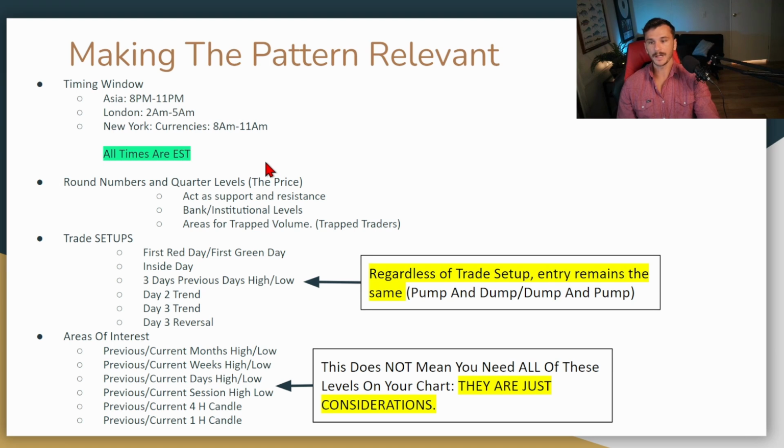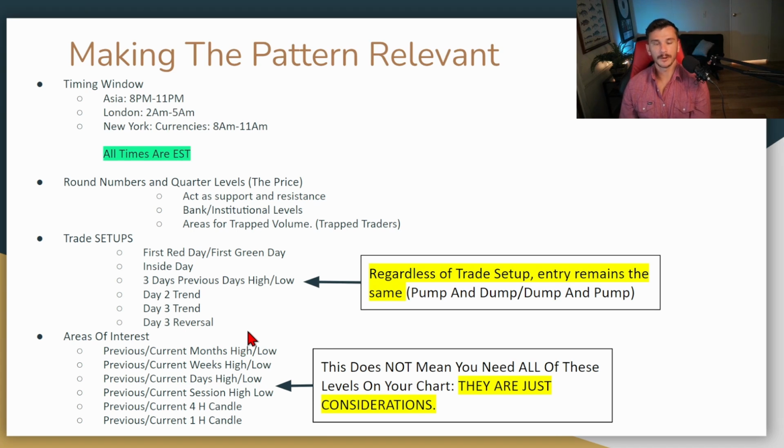So some of the trading setups that I look for with this pattern, right? The pump and dump pattern or the dump and pump pattern, like I've already gone over multiple times now. First red day, first green day, inside days, 3 days, previous day's high or low being broken. Day 2 trend, day 3 trend, day 3 reversals. If you're curious about what I'm talking about with these day 3s, go back in my channel. Again, I've got lots of 3-day cycle videos. Regardless of the trade setup, entry remains the same. I'm using that pump and dump and pump pattern, as well as my entry criteria.